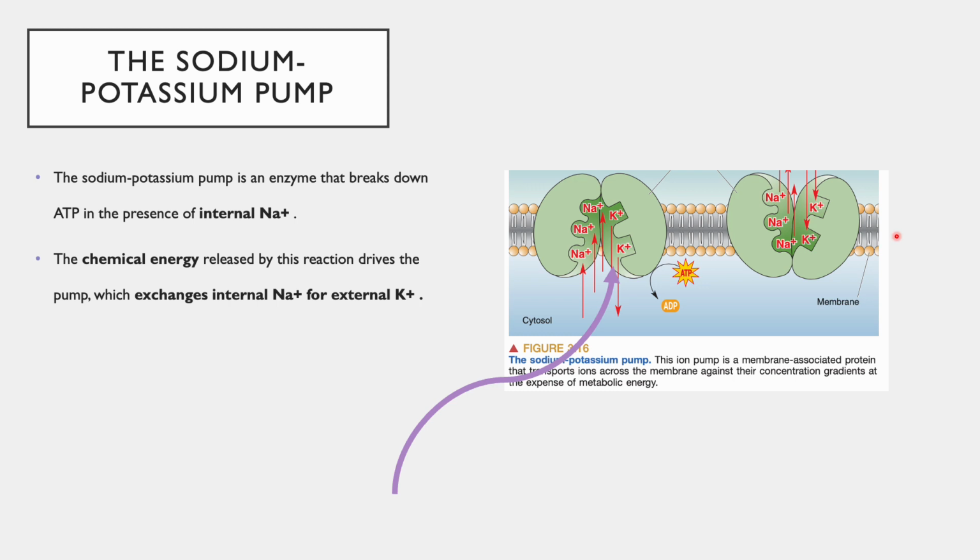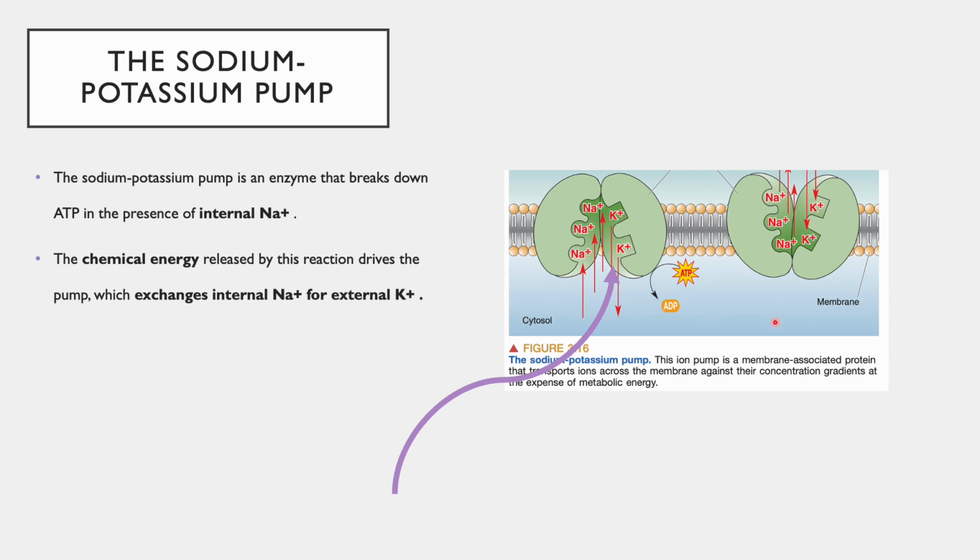So here's the sodium-potassium pump. And this pump is working on overtime to make sure that we have the proper amount of sodium ions in and outside of the cell and the proper amount of potassium ions in and outside of the cell. So let's look at our example here. The sodium pump itself is an enzyme, and it can break down adenosine triphosphate and use its energy to help ions come in and out of the cell. So the chemical energy that's released by this reaction drives the pump and exchanges internal sodium for external potassium.